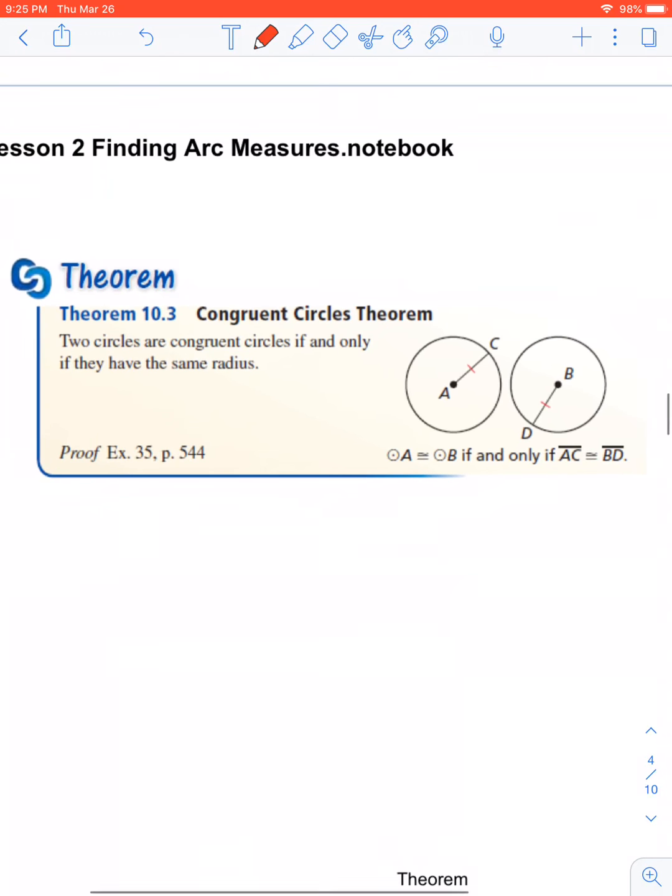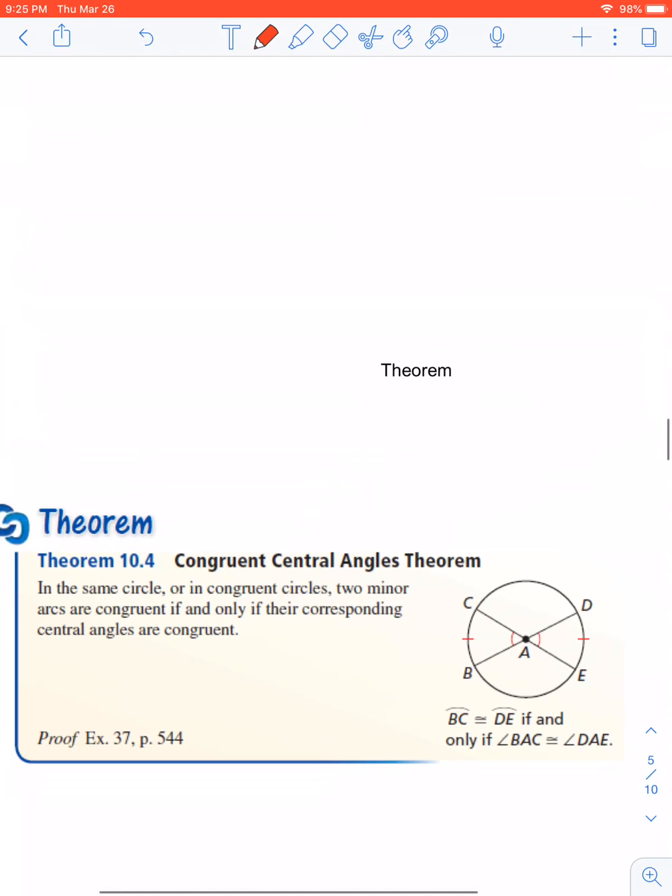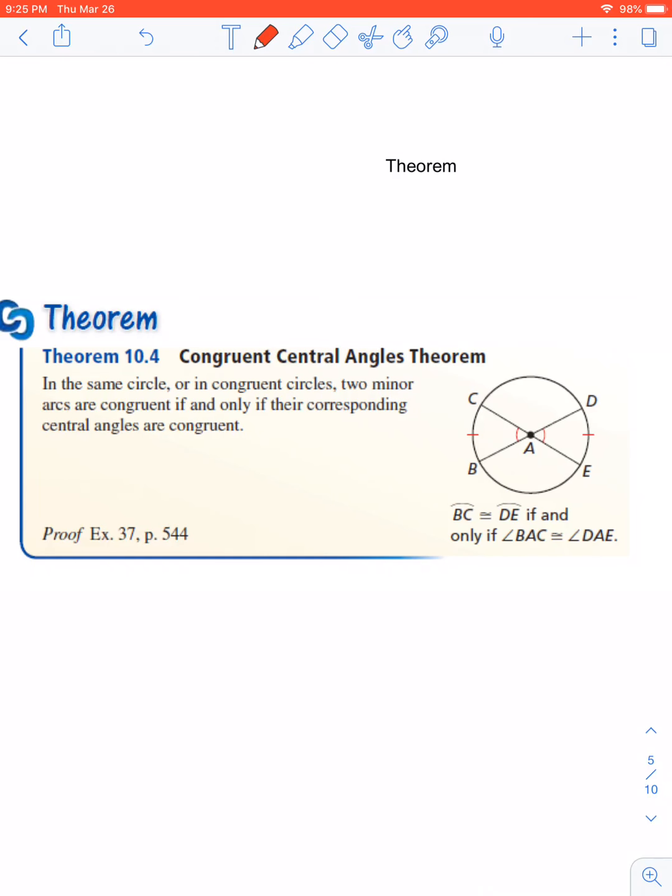All right, the congruent circles theorem. Two circles are congruent if and only if they have the same radius. If they don't have the same radius, they are not congruent. Furthermore, the congruent central angles theorem says in the same circle or in congruent circles, two minor arcs are congruent if and only if their corresponding central angles are congruent.